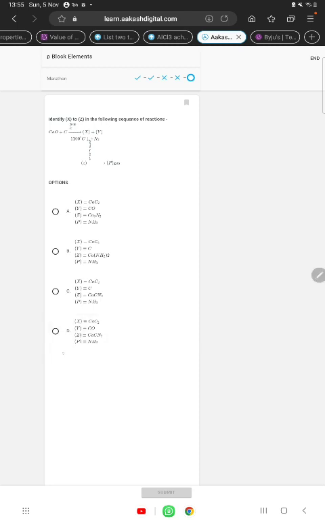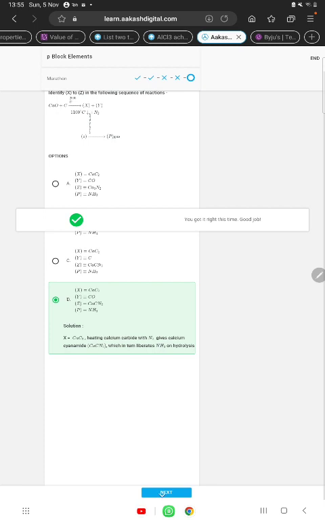The next one you see, student, Z1. What is there, student? At 1100 degrees Celsius, CaC2 is treated with N2, so it will give CaCN2. So option D is correct, which again on hydrolysis gives the gas NH3. Heating calcium carbide with N2 gives calcium cyanamide, which in turn liberates NH3 on hydrolysis.